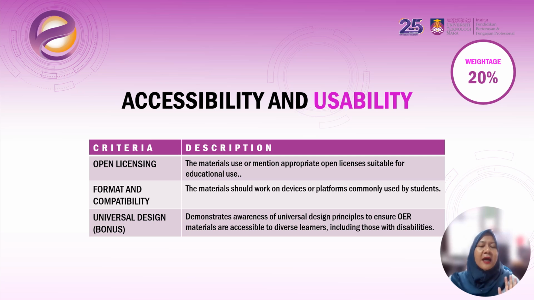Yeah. Now, as the jury, spot the evidence of accessibility. We want to see OER that everyone can use, whether they are primary school or college, no matter what devices they're on. Yeah. So the weightage for accessibility and usability is 20%.